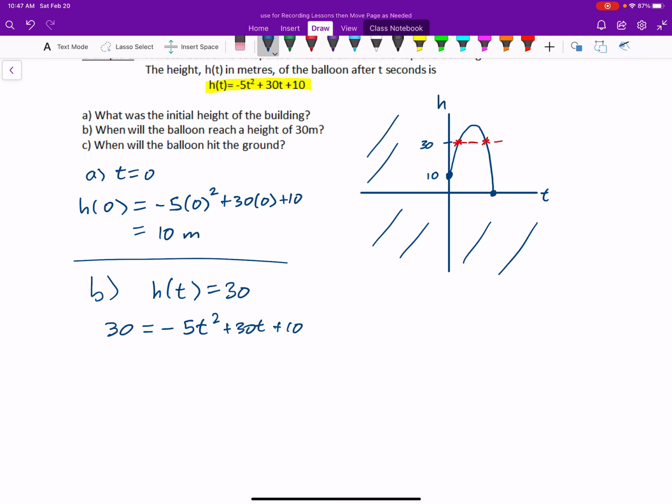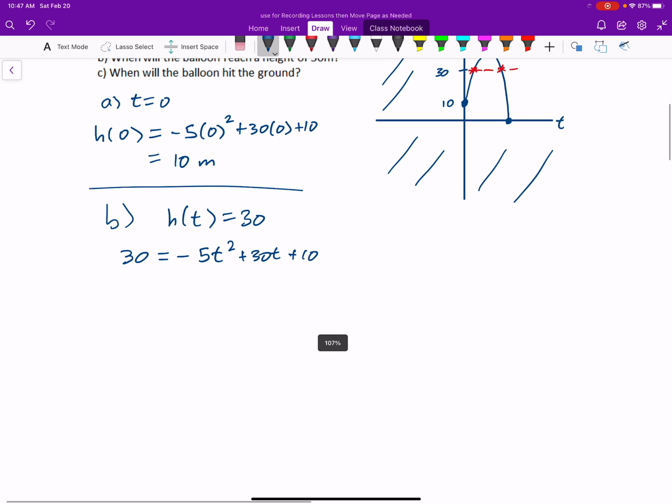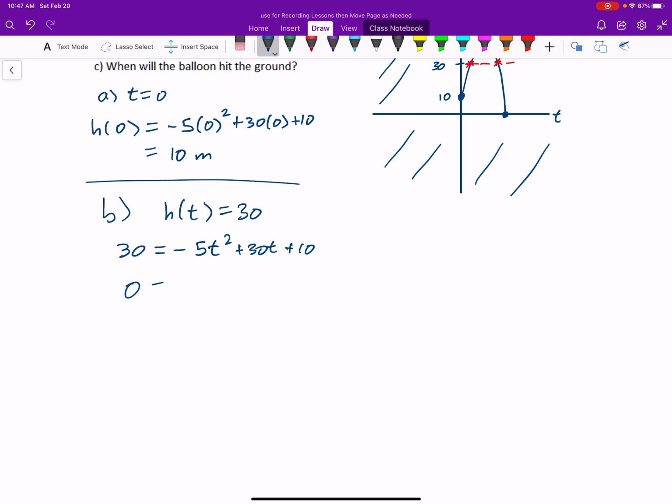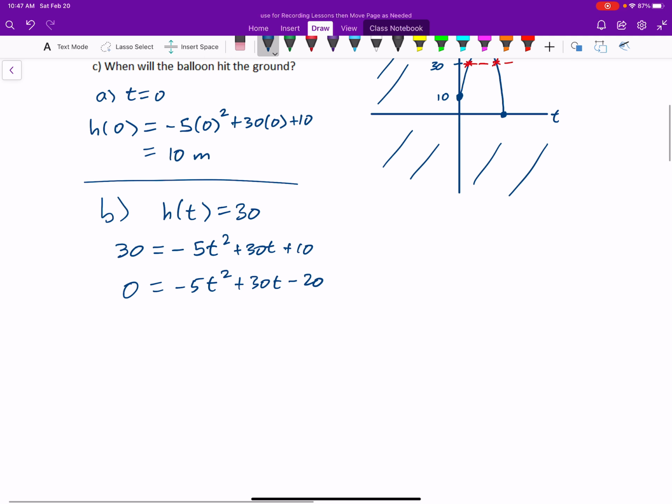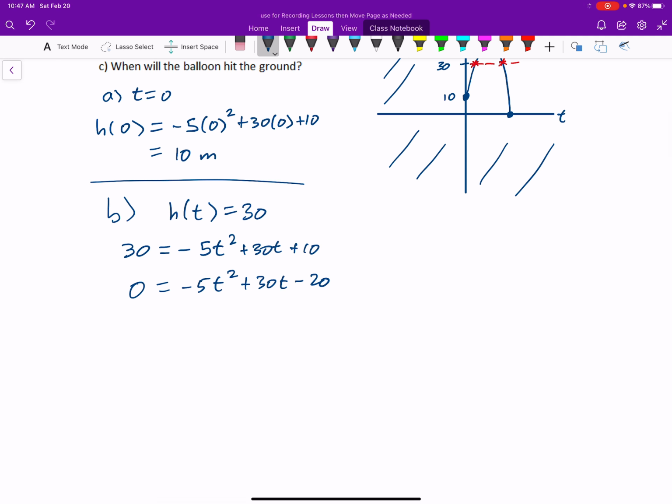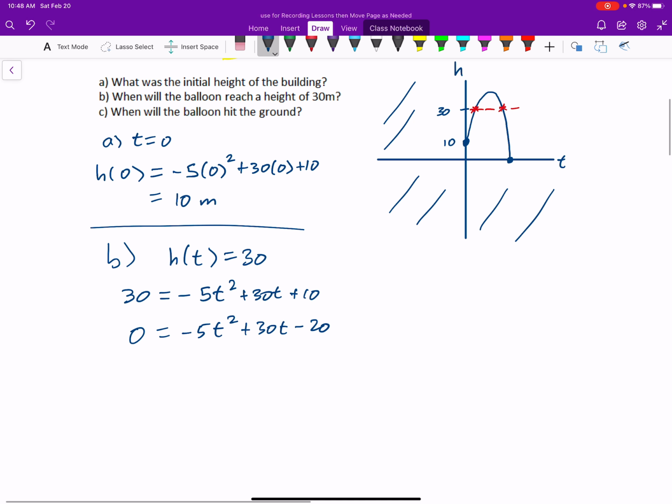And then I can solve this equation by rearranging, putting it back in standard form. So I'll subtract 30 from each side, giving me 0 on the left side. And if I subtract 30 from the right side, 10 minus 30 gives me negative 20. So there is my new simplified equation, 0 = -5t² + 30t - 20. And if I solve this equation, I will get the values for the points where the height is 30.